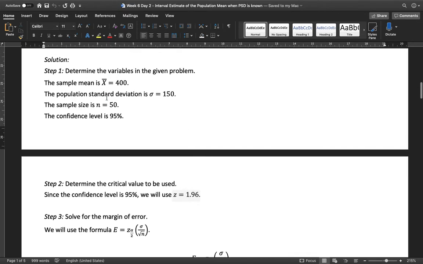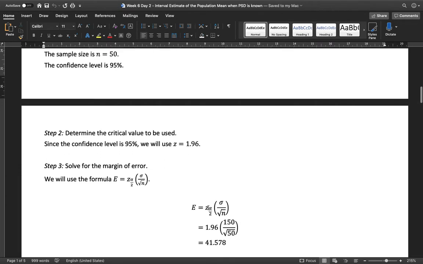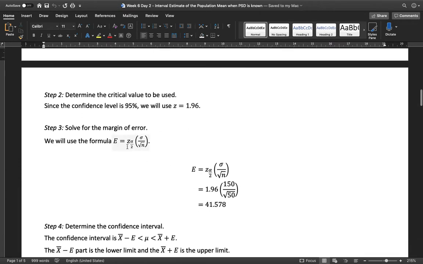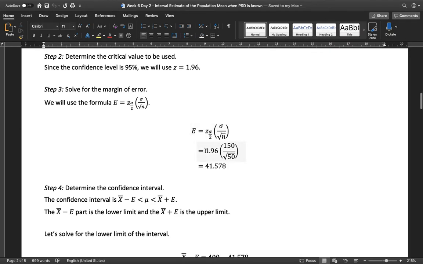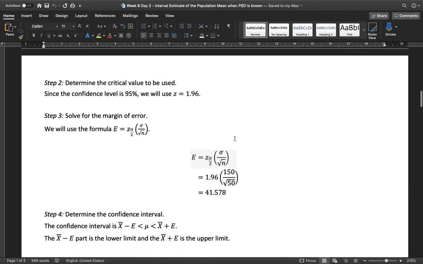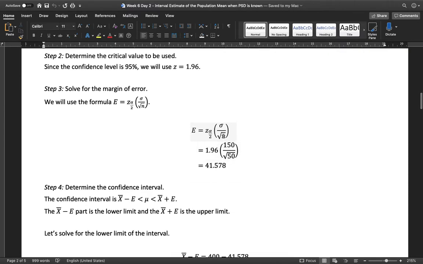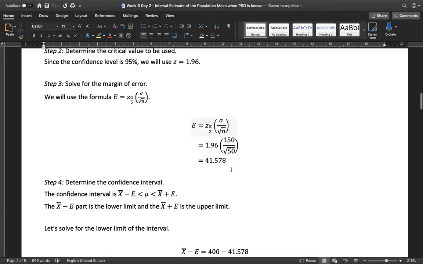Now that we know these values and the critical value that we're going to use, let's solve for the margin of error. This is the formula. E equals critical value times the standard deviation divided by the square root of the sample size. Critical value, 1.96. Population standard deviation, 150. Sample size, 50. Let's use our calculator to solve for this. We end up with 41.578. So that's our margin of error.